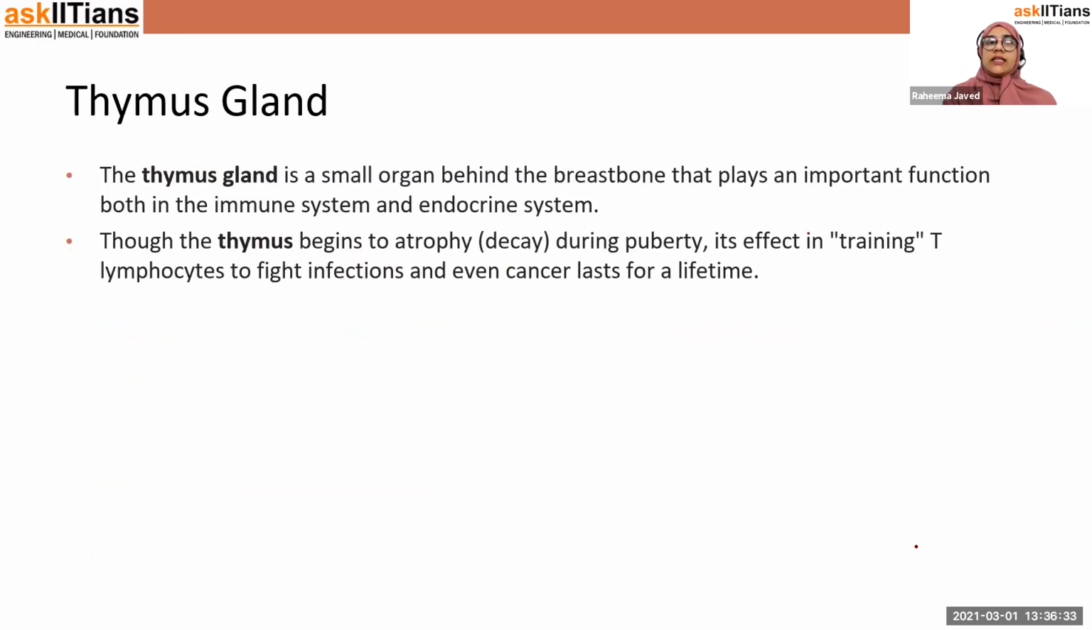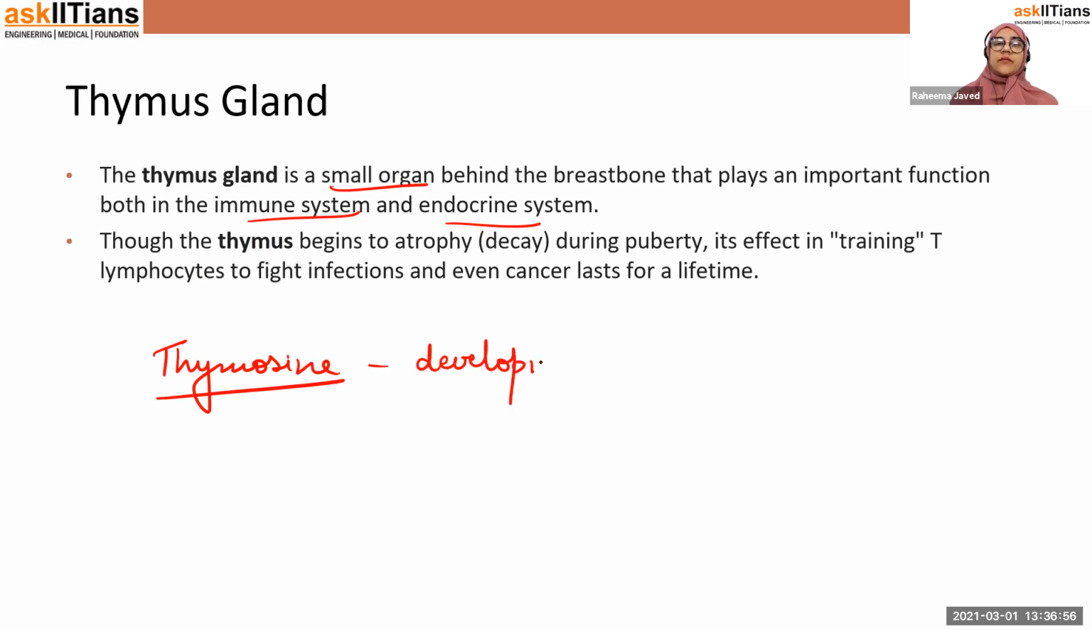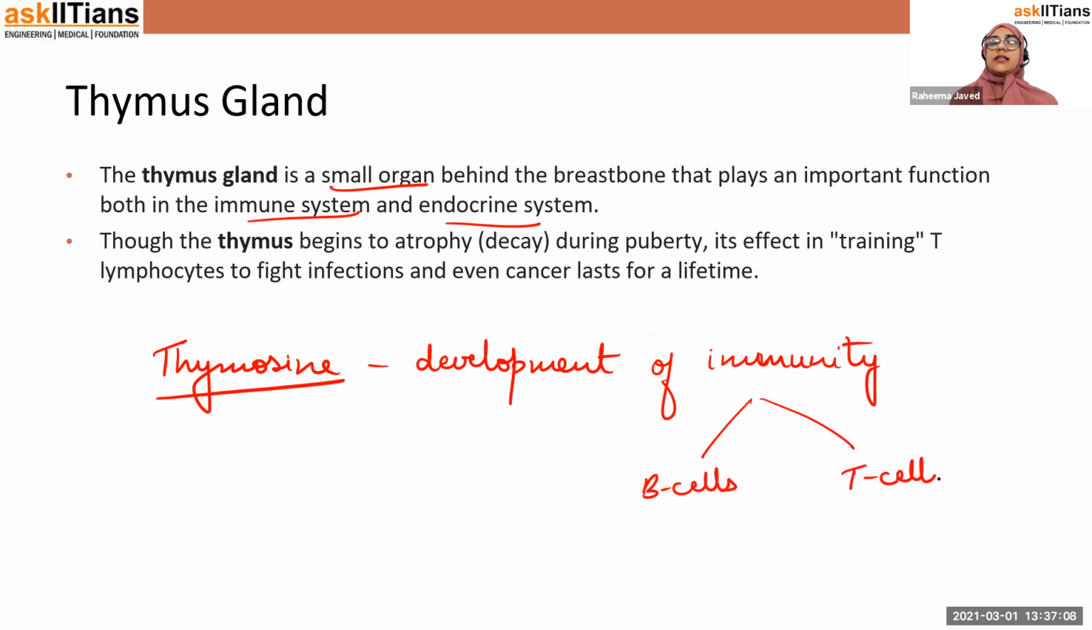Let's move on to the next gland, thymus gland. It is a small organ which is present in our chest region. It plays an important role in both the immune system and endocrine system. It is responsible for secreting thymosin, which helps in the development of immunity in our body. For immunity, as you know, there are two cells, right? The B cells and the T cells.